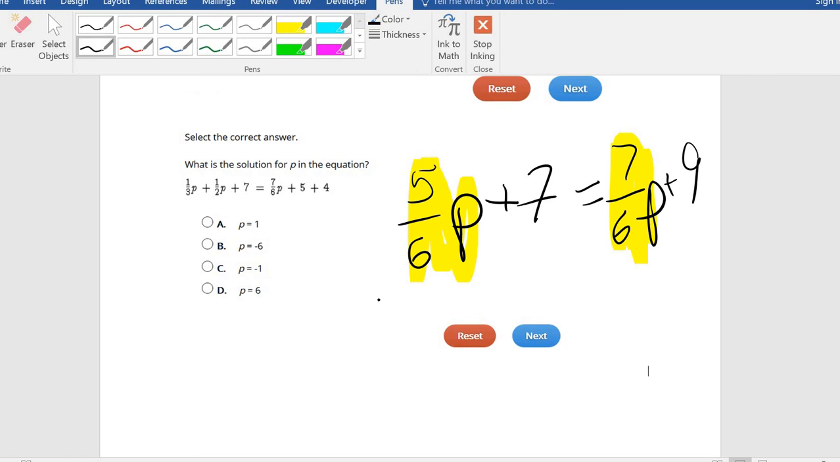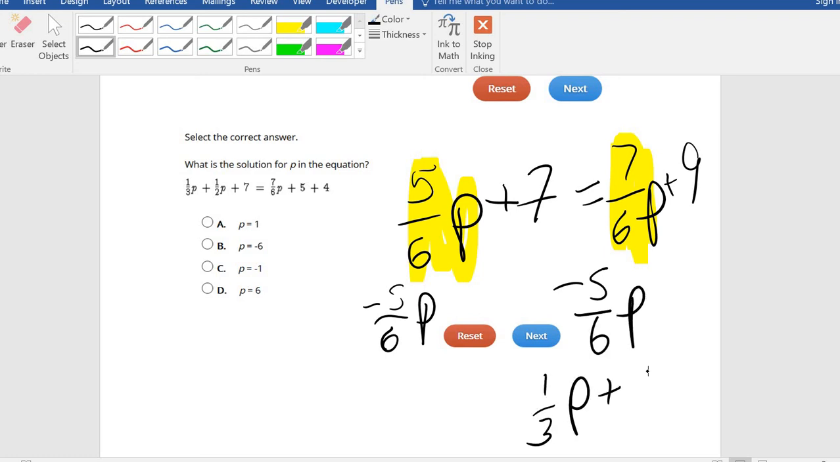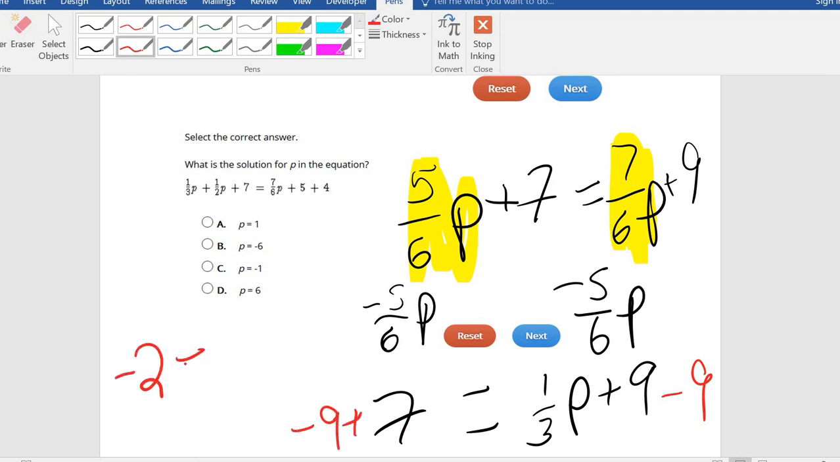So I subtracted this from both sides, right? And I got 1/3 p plus 9 equals positive 7. So now I want to solve for p, so I have to get rid of the thing that's next to p, which is this plus 9. So I subtract 9 on both sides, right? And -9 plus 7 is -2. 1/3 p, right? So this cancels out. I got 1/3 p. -9 plus 7 is -2.